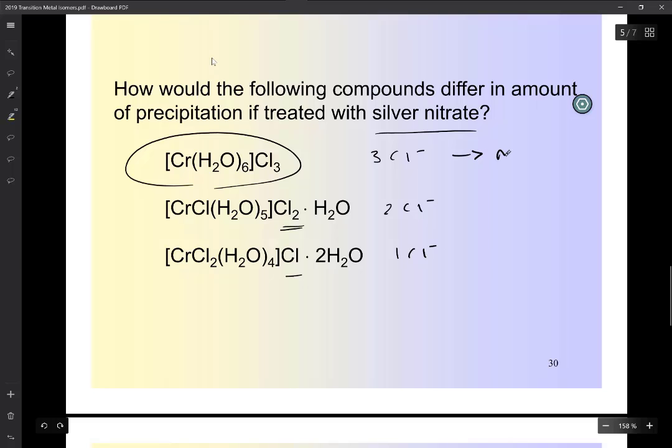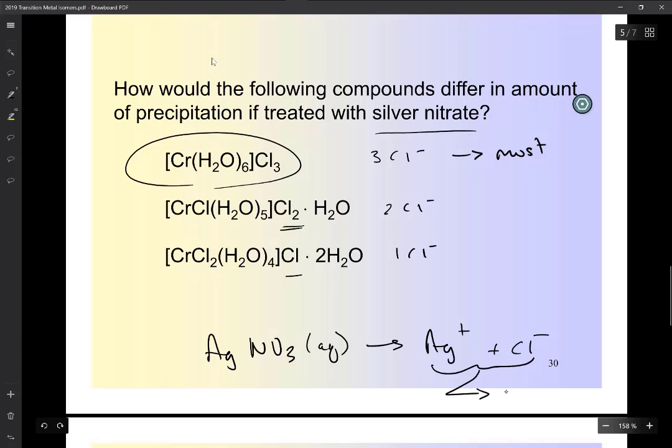So this would make the most precipitate, because as you add AgNO3 to the solution, this is soluble, so this is aqueous. What you free up is Ag plus, and when that meets a Cl minus, solubility rules tell us this is a precipitate. The amount of precipitate you get for the same mass of compound will vary, the most coming from the first compound and the least coming from the last compound.